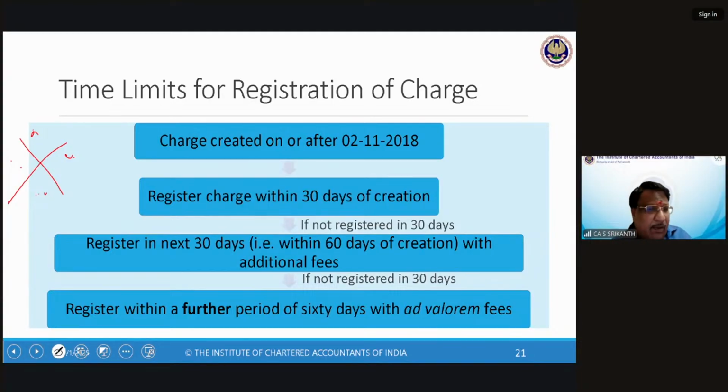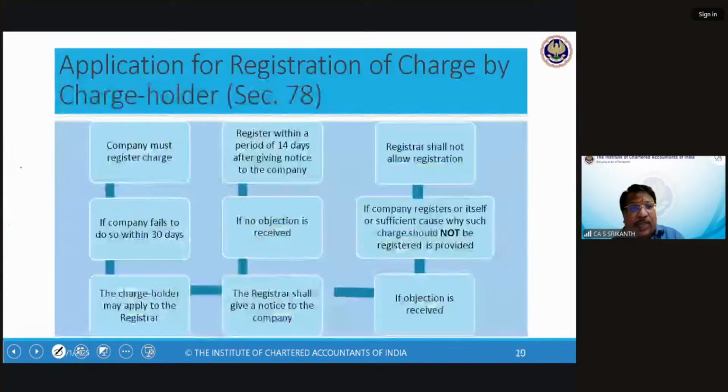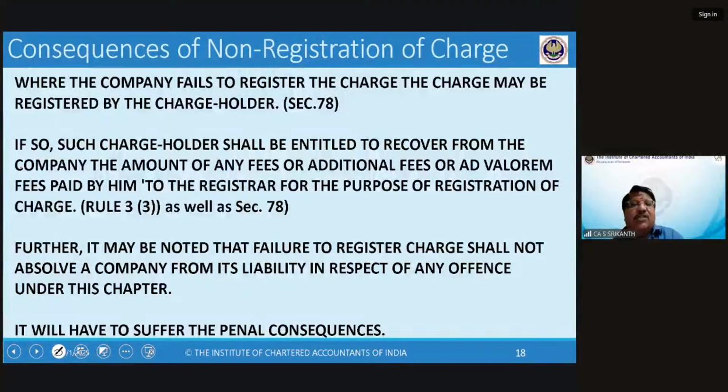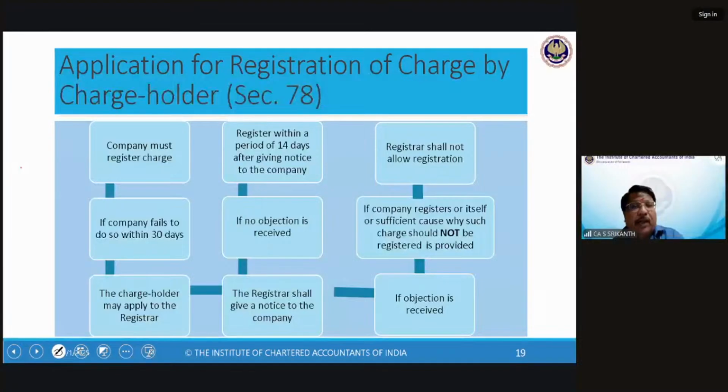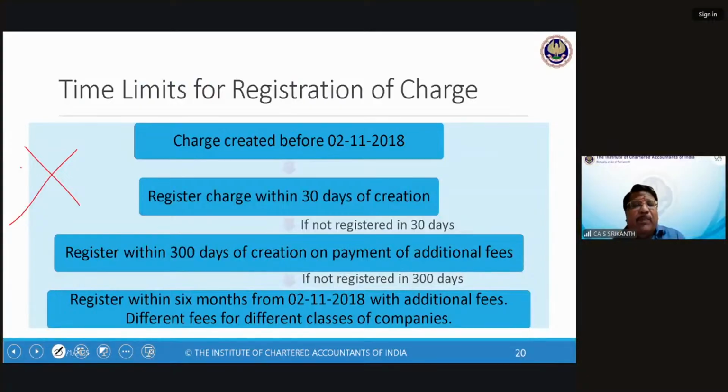Seriously, you need not know the fees and all that. Don't worry, you need not know that. But this you should know: 30 days, and beyond that 60 days, cumulative 60 days. Okay, everybody is asleep: the company secretary is asleep, the charge holder is also asleep. Why? Because the charge holder has the right to file. You saw that. The charge holder can himself file the charge. Correct.